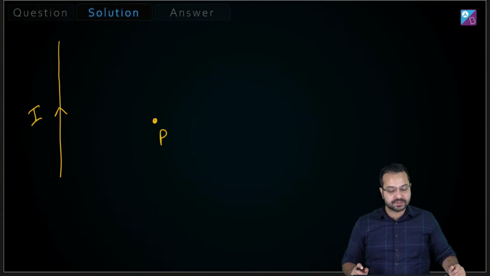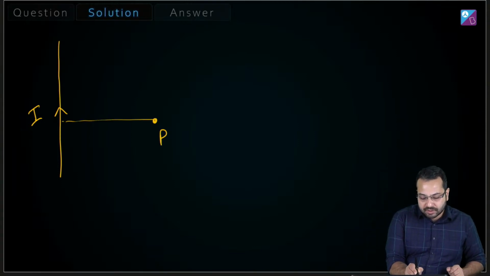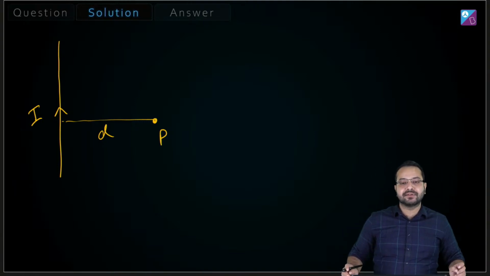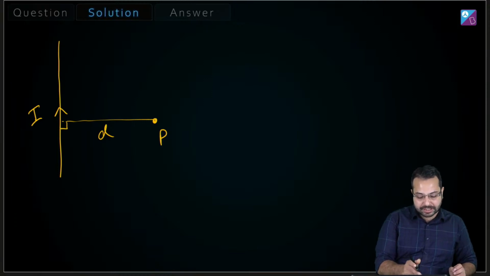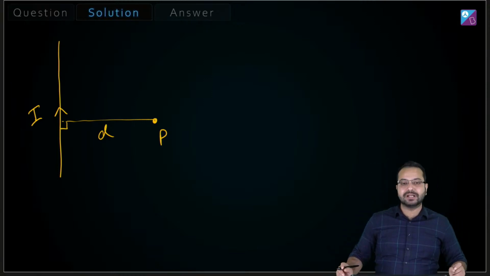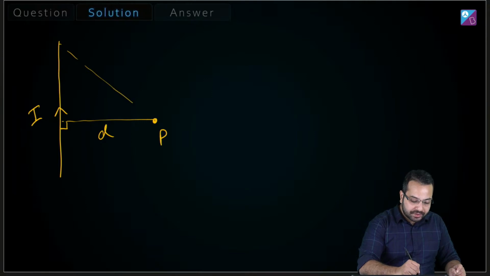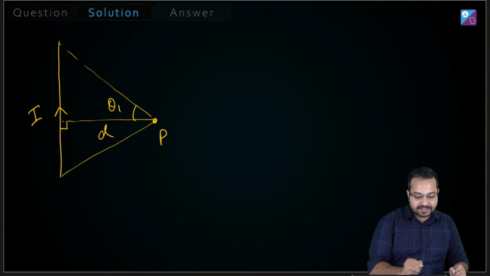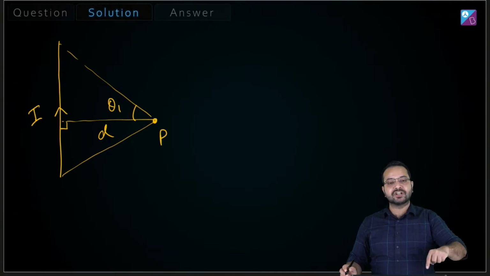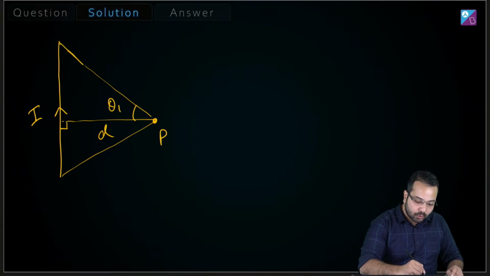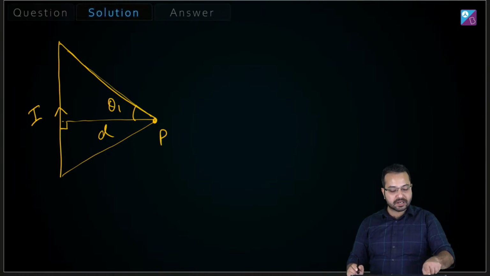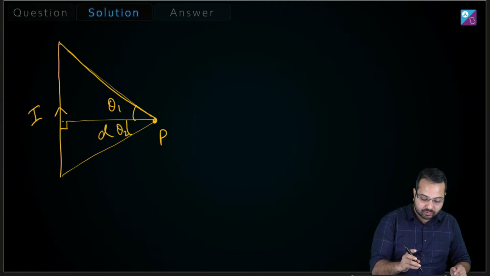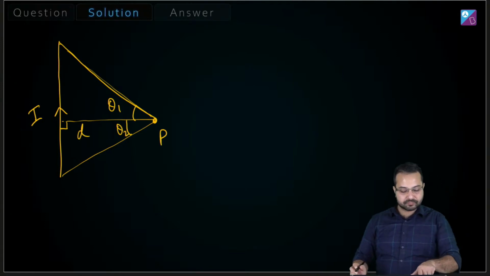We do come to a simple formula. What is that simple formula? You drop a perpendicular. If you have to calculate the magnetic field at point P, you drop a perpendicular and let the perpendicular distance be D. Then you join the ends of the wire. The angle this line makes with the perpendicular we call theta 1, and this angle we call theta 2. Let me shift D over here.